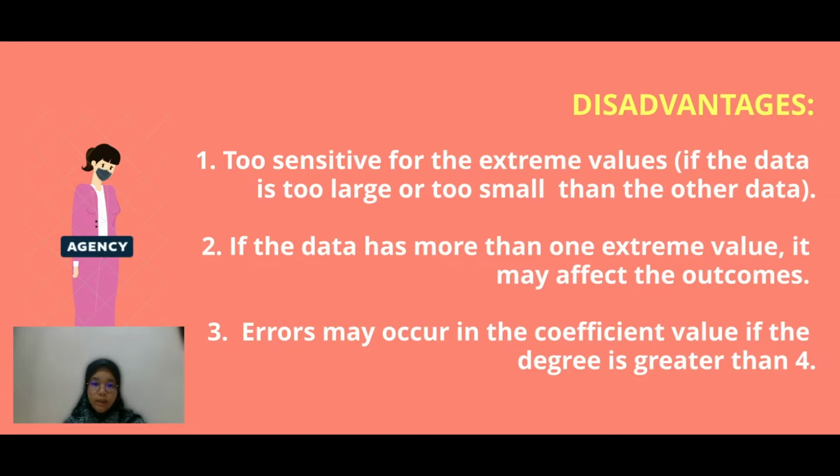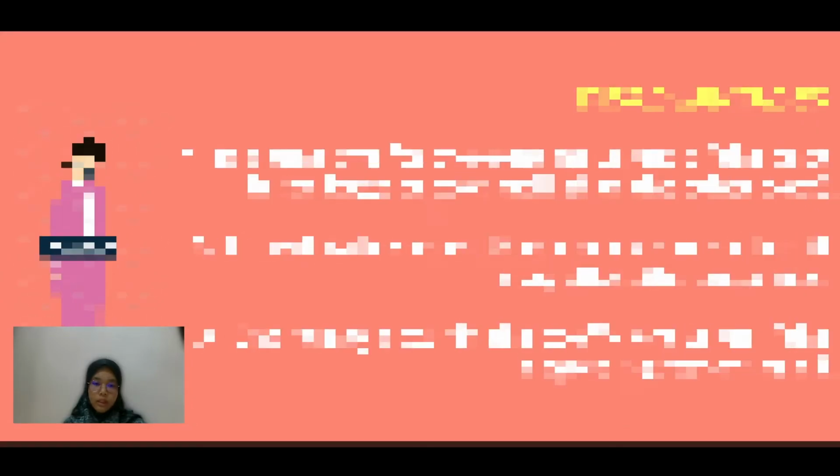For the second disadvantage, if the data has more than one extreme value, of course it may affect the outcomes. And the last one, errors may occur in the coefficient value if the degree is greater than 4.